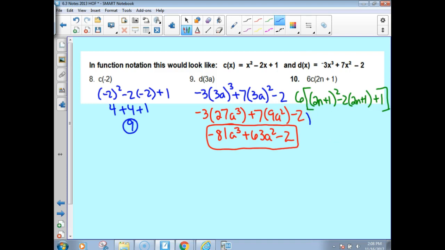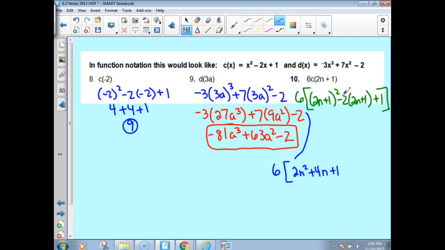Okay, I'm going to kind of wiggle this down here just so I can have some room. 6, then I bracket. I'm going to square this binomial. Remember how I taught you to do a quick squaring of a binomial. First term times itself, 2n times 2n would be 2n squared. 2n times 1 doubled would be plus 4n. And then 1 times 1 plus 1.